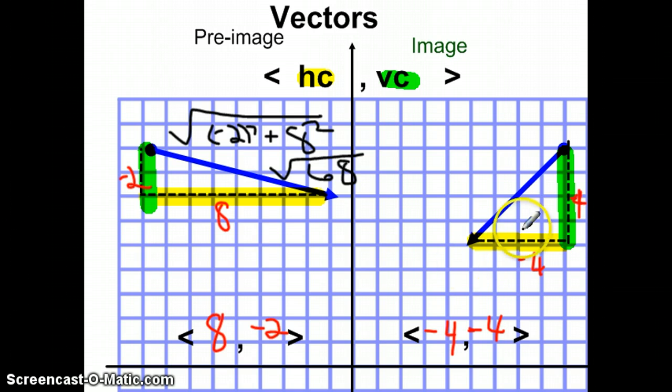And over here, the magnitude of this vector, or the distance or the length of this vector, is the square root of -4 squared plus 4 squared. And that is the square root of 32. So since the square root of 68 is bigger than the square root of 32, this vector has a greater magnitude than this vector.